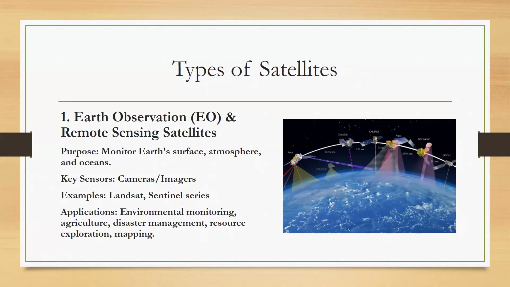Some examples are the Landsat satellites and the Sentinel series, which are most widely used for Earth observation. The applications are in environmental monitoring, agriculture, disaster management, resource exploration, and also generally mapping the Earth. Almost all of us have used Google Maps at one stage or another, and those are products of remote sensing. So the satellites that do these kinds of things are called Earth observation and remote sensing satellites.